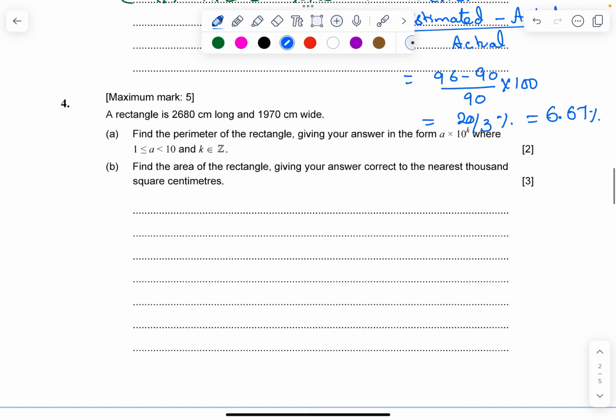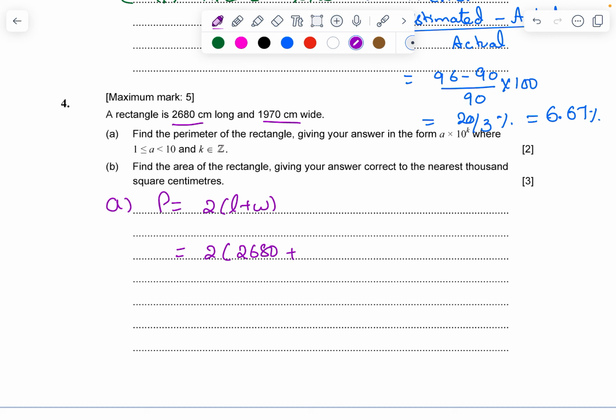Question number 4. A rectangle is 2680 centimeters long and 1970 width. Find the perimeter of the rectangle. So just now we have learned perimeter is going to be nothing but what? 2 times length plus width. So which is going to be 2 times 2680 plus 1970, which is nothing but 9300.